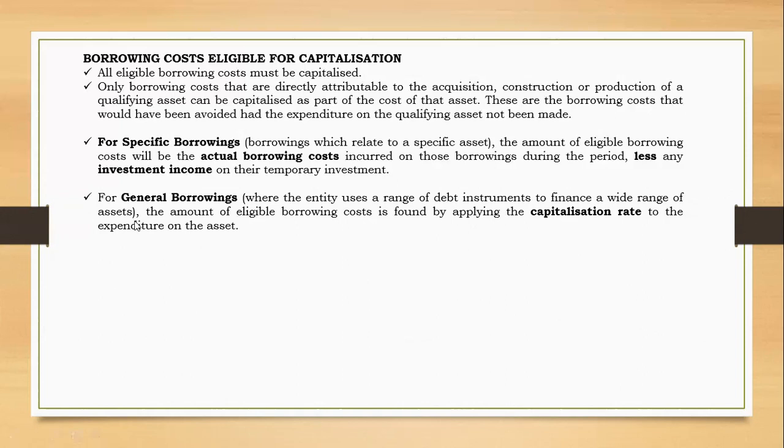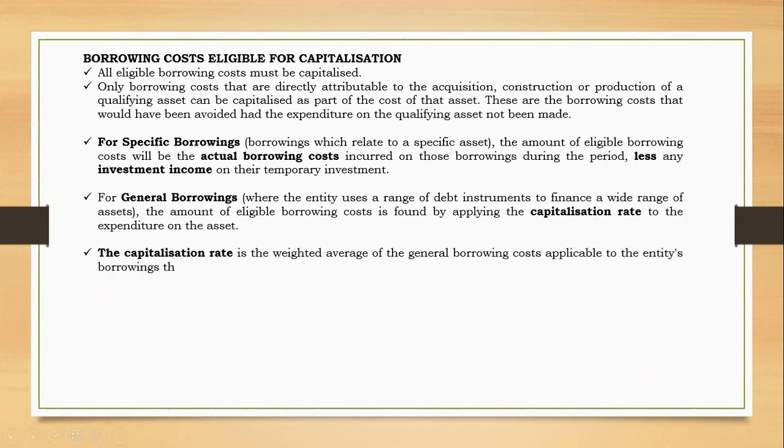So we say that the amount eligible for borrowing cost is found by applying the capitalization rate to the expenditure on the asset, right? You have to use the capitalization rate. You cannot use the actual borrowing cost less investment income on temporary investment here. So you have to be very careful here. Now, how do you obtain this capitalization rate? It's just simple. It's just the total interest over total loans outstanding. That's why we say it's the weighted average of the general borrowing cost applicable to the entity borrowings that are outstanding during the period. So simply speaking, it's like total interest over outstanding loans during the year. No issue. We're just going to see it later on an example soon.